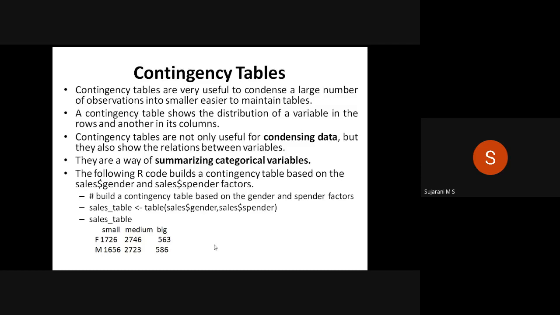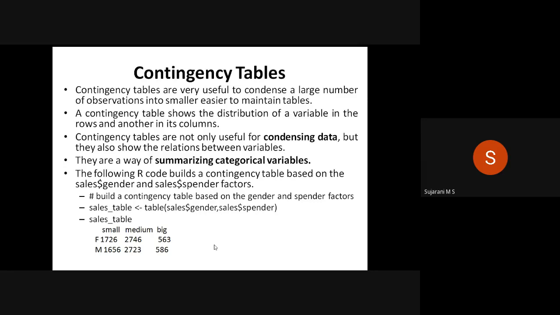A contingency table shows the distribution of a variable in rows and another in its columns. It is summarizing or condensing the data, and for that we are using the contingency table. It's an important question: what is a contingency table in R programming? Sometimes it's asked as a short question.